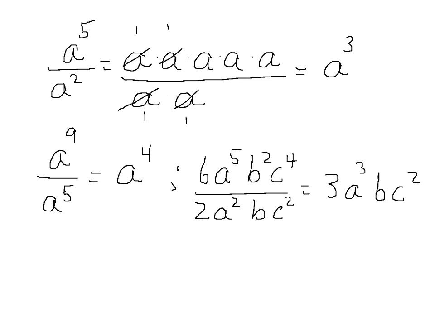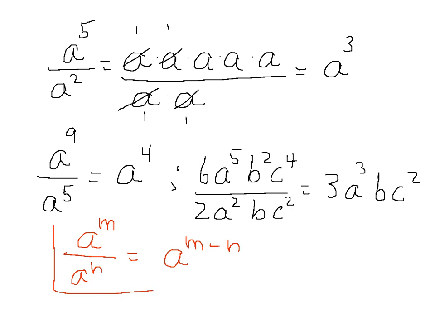And so it's pretty easy to see what this rule is. If you have a to the m over a to the n, what you're going to have is a to the m minus n. So with multiplication you add, with division you subtract.